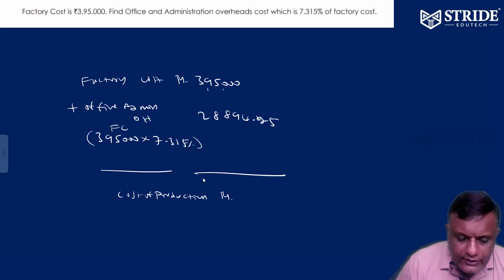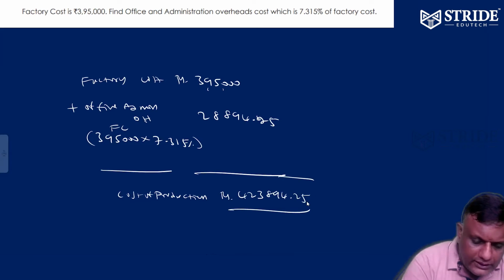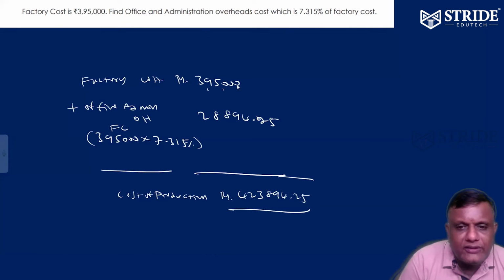28,894.25. That is equal to 423,894.25. It's called cost of production. So 3,95,000 plus 20,094.25 is going to be 423,894.25 cost of production. Anyway, the question is not cost of production.